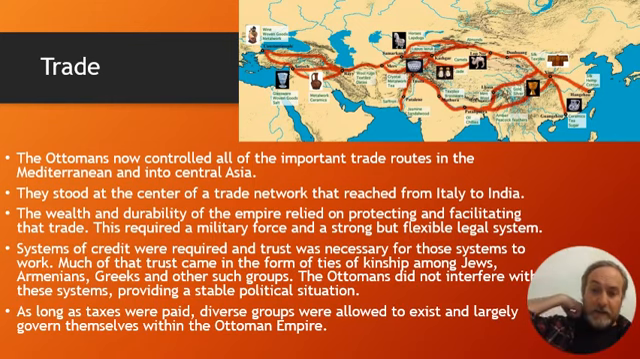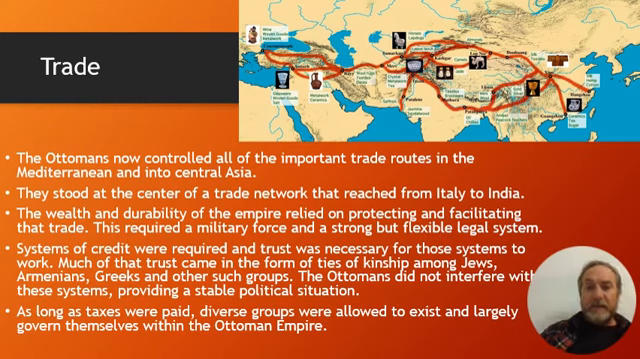Being a Mediterranean empire, trade, of course, was important. They now dominated all the important trade routes in the Mediterranean and in Central Asia. It's a little small, but you can see them here in red. So they stood at the center of this trade network that reached as far as Italy, over to India, into China. And so the wealth of the empire, and thus its durability as well, relied on keeping this trade flowing, keeping the taxes flowing.